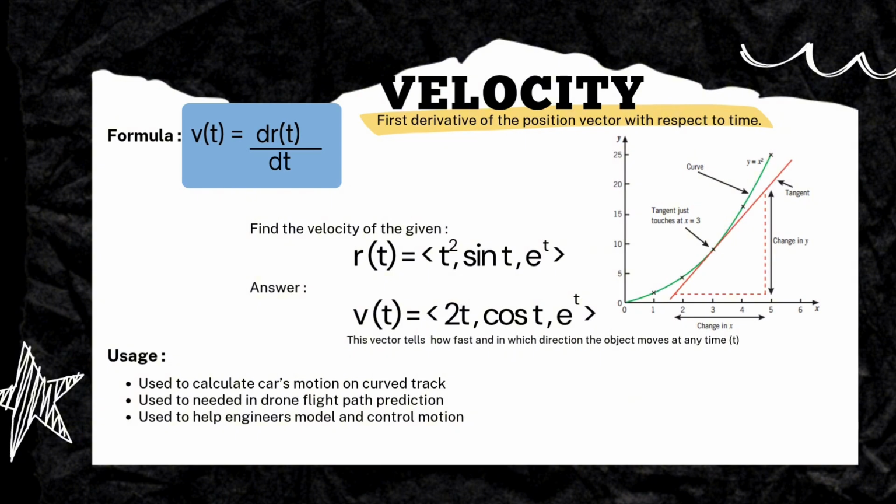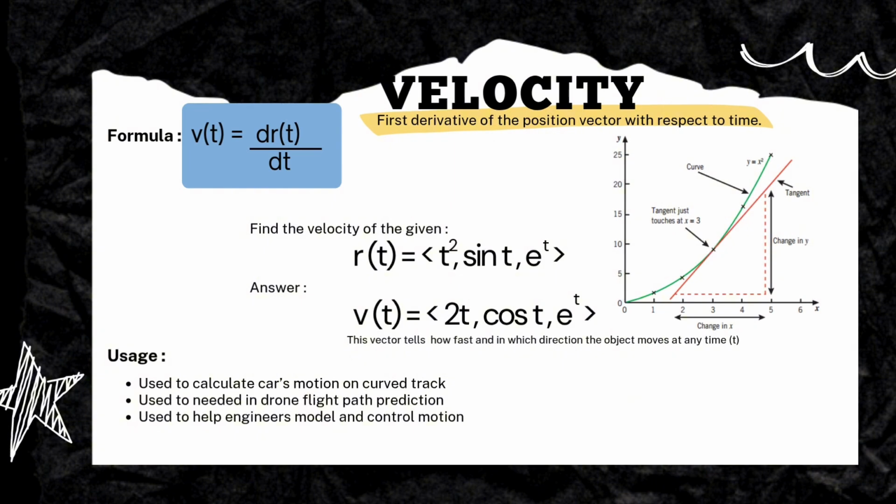On a graph, the position vector traces the path of the object like a curve in space. The velocity vector is shown as an arrow that is tangent to the curve at a specific point. This means that the arrow points in the direction the object is moving, and its length represents the speed.